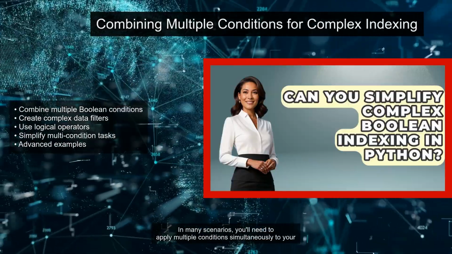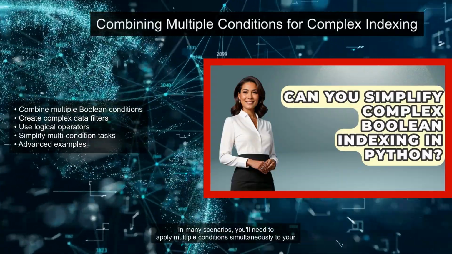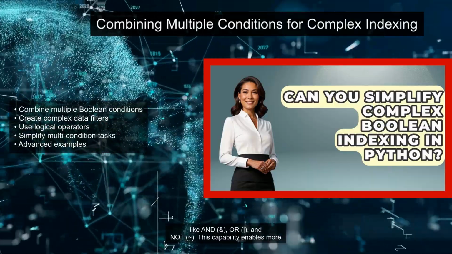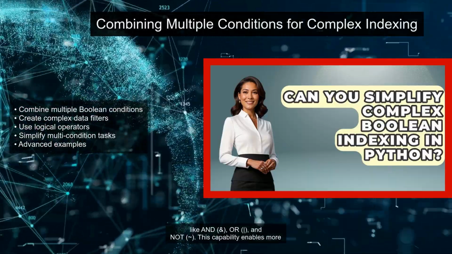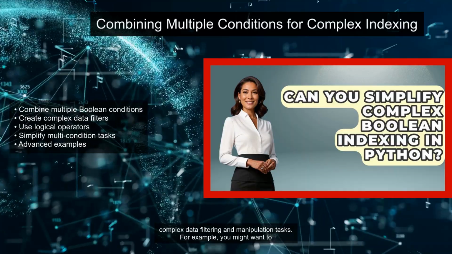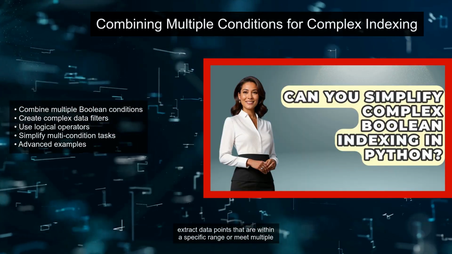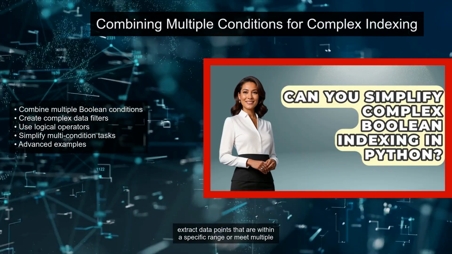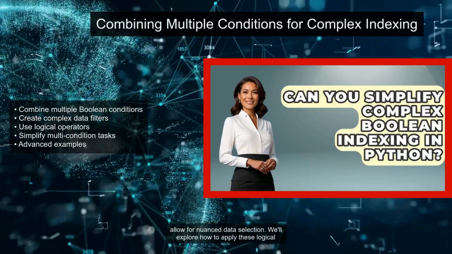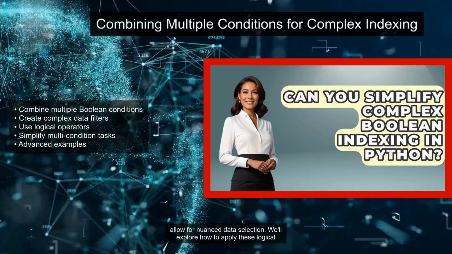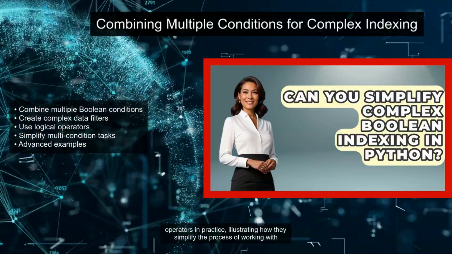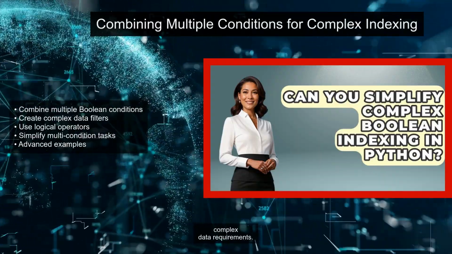In many scenarios, you'll need to apply multiple conditions simultaneously to your data. Boolean indexing allows you to combine these conditions using logical operators like and, or, vertical bar, and not, tilde. This capability enables more complex data filtering and manipulation tasks. For example, you might want to extract data points that are within a specific range or meet multiple criteria at once. By combining conditions, you can create sophisticated filters that allow for nuanced data selection. We'll explore how to apply these logical operators in practice, illustrating how they simplify the process of working with complex data requirements.